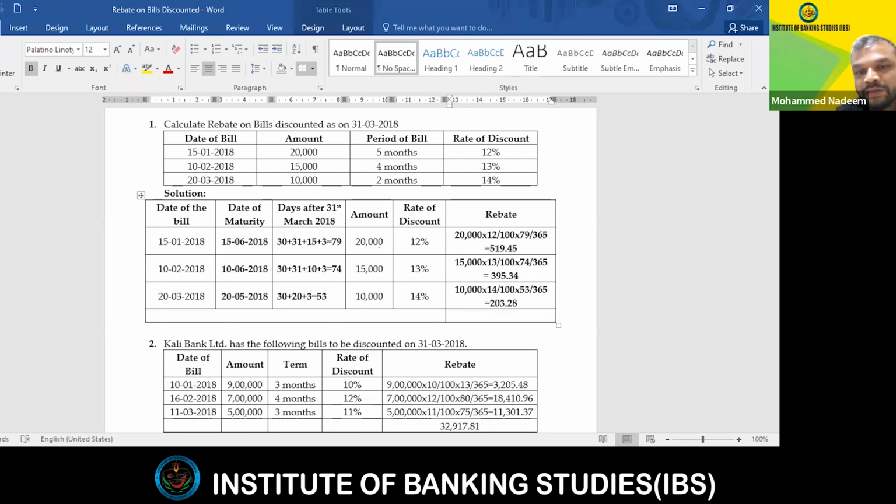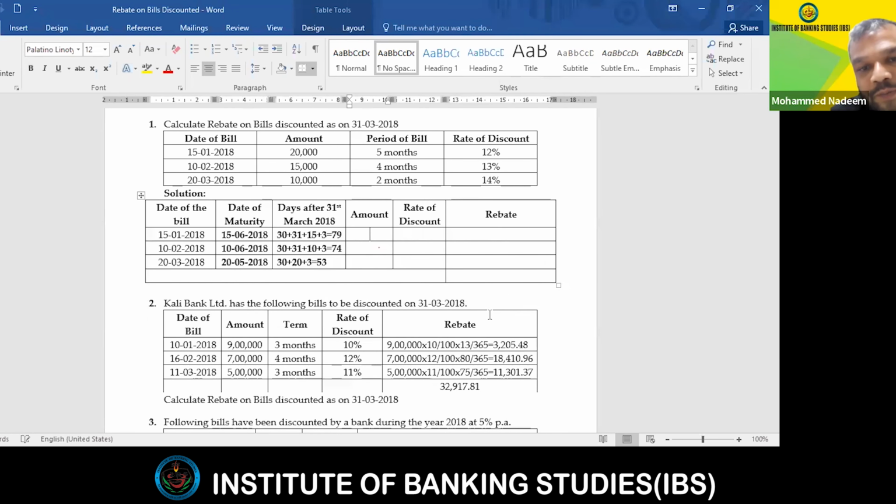3 values. How much is coming? Take it out. 1118.07. This is your rebate. Any confusion in this now? No, sir. Okay. No confusion? No, sir. Okay, this is how the question will be solved.